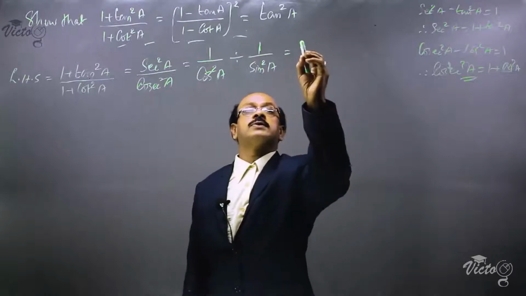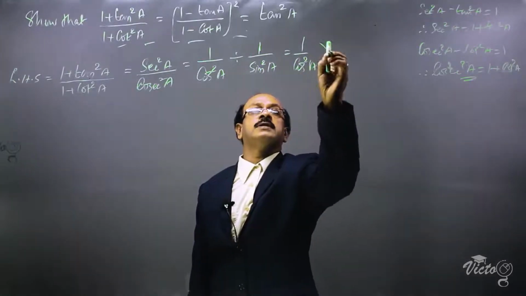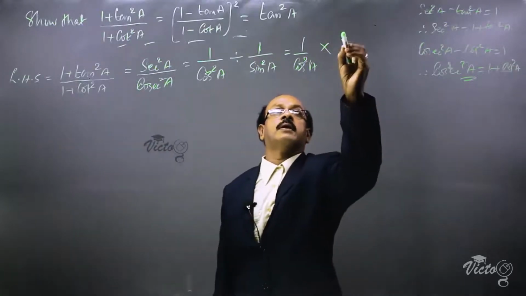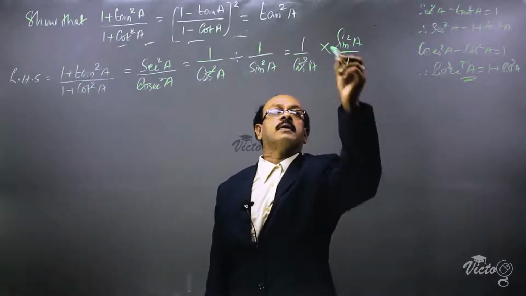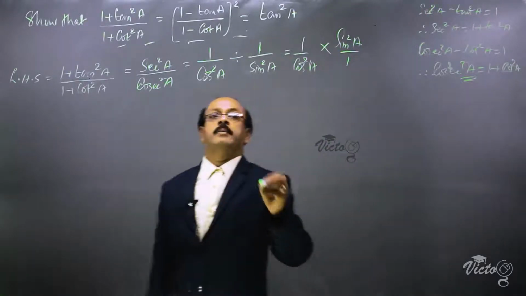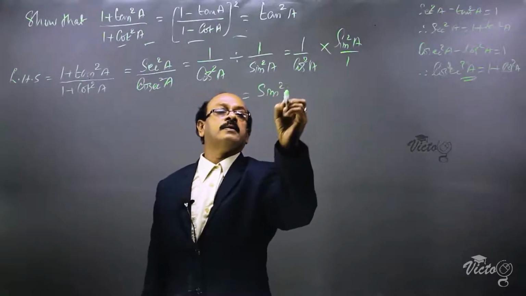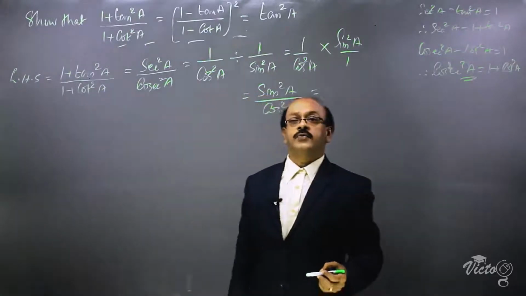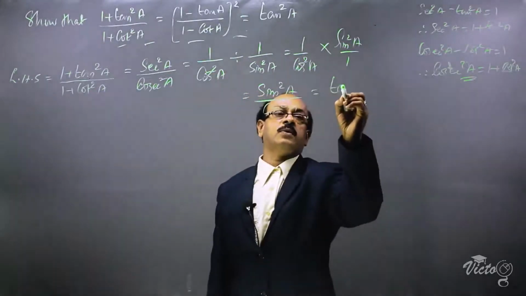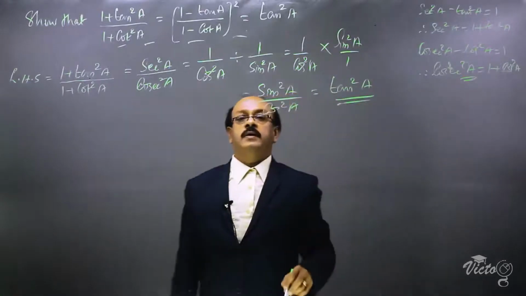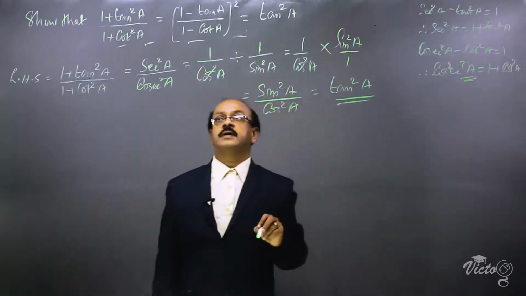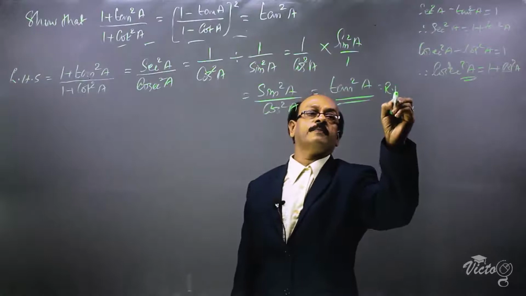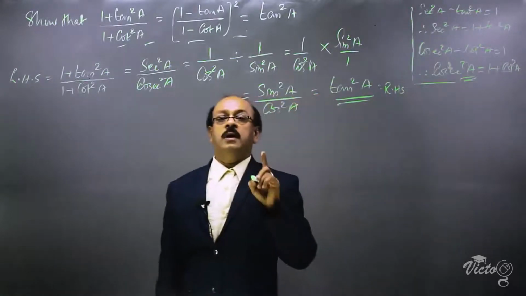Now, 1 by cos square A. The rule of division is to multiply with the reciprocal. The reciprocal of 1 by sin square A is sin square A by 1. The 1s get cancelled and the remaining result is sin square A by cos square A. Sin by cos is equal to tan, so sin square A by cos square A is equal to tan square A. We solved one result: 1 plus tan square A by 1 plus cot square A is equal to tan square A, which is the RHS. We got the result of the first part.